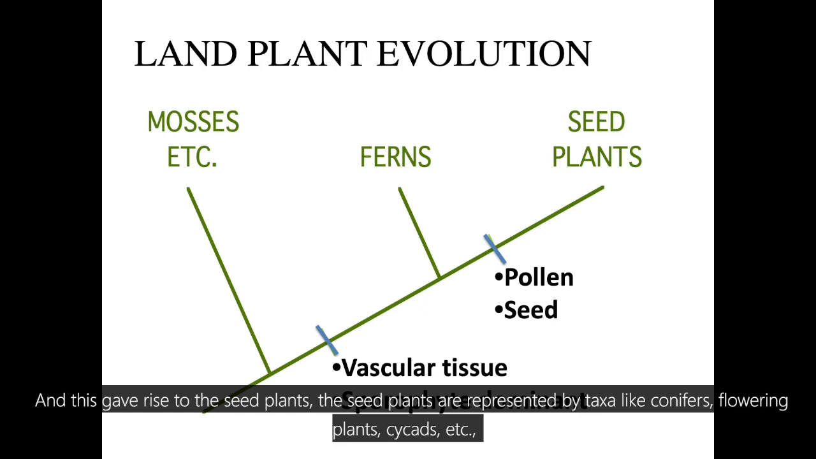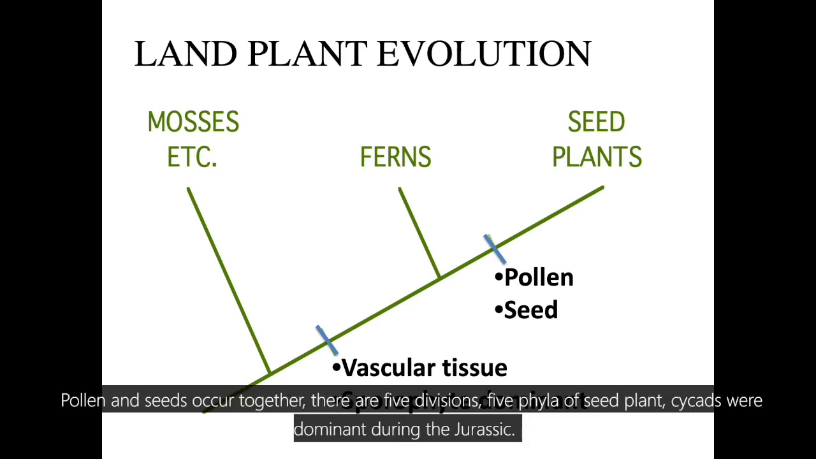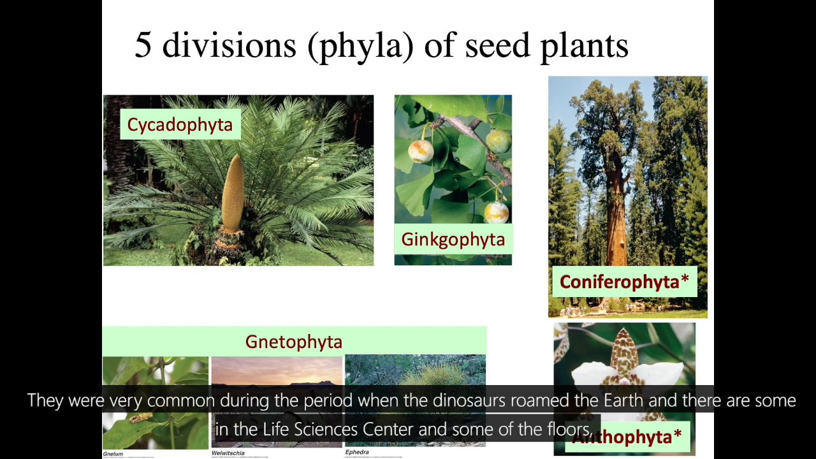The seed plants are represented by taxa like conifers, flowering plants, cycads, etc. And every seed plant has pollen. So pollen and seeds occur together. There are 5 divisions, 5 phyla of seed plant. Cycads were dominant during the Jurassic. They were very common during the period when the dinosaurs roamed the earth.